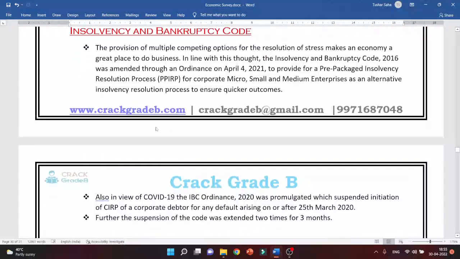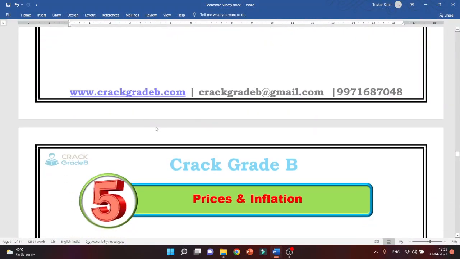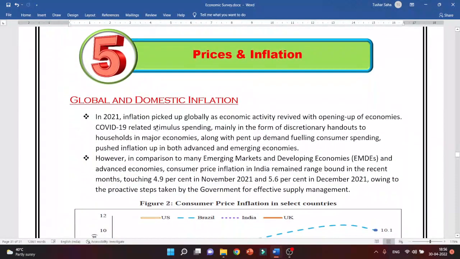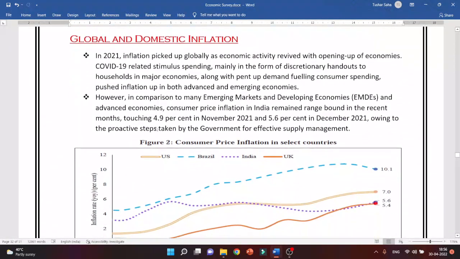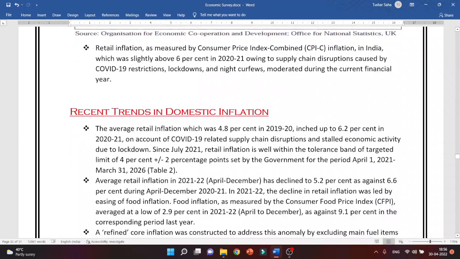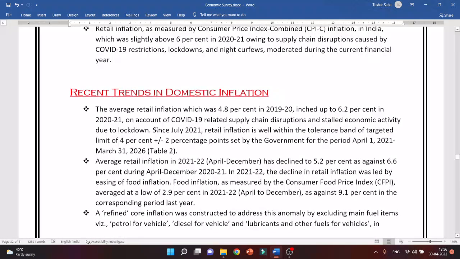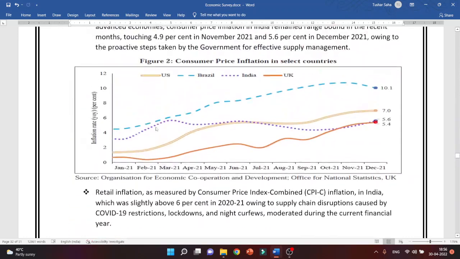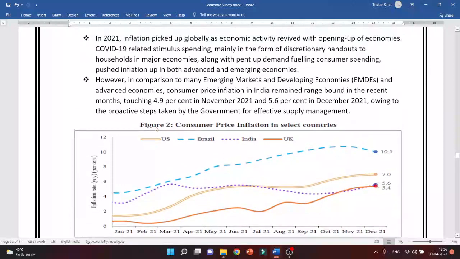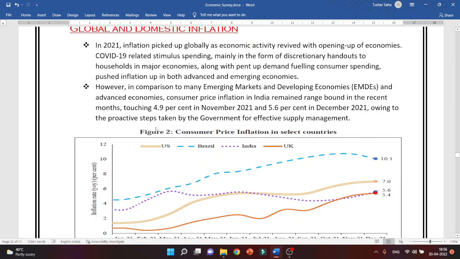Then IBC, we have already seen the important part of IBC in the previous chapter. Then prices and inflation. So yeah, we have already seen it, but there are certain things that you should go through. I'm just taking you through the chapters, but very few important points that we have already discussed. What you will find important here, let's say, consumer price inflation in select countries. So you will find the comparative study, right?